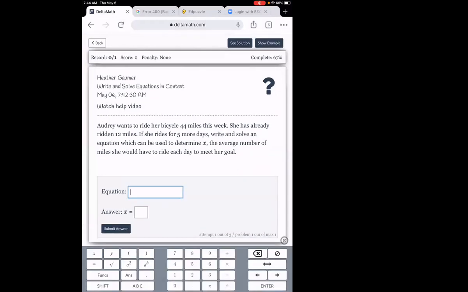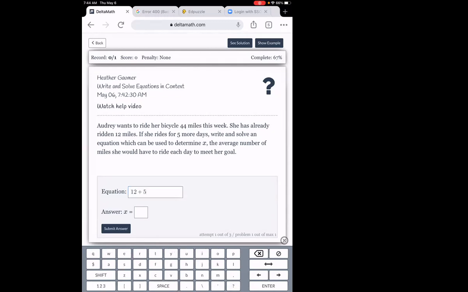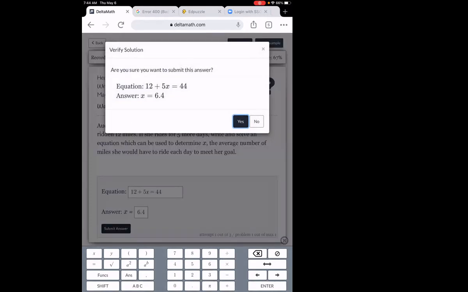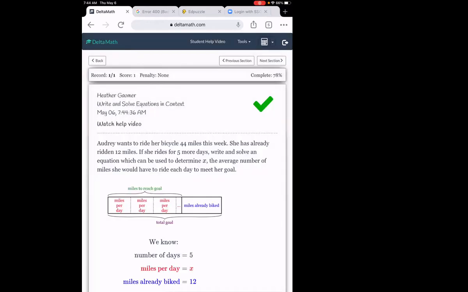All right, at this point, if you're starting to feel bored, like this is so easy, that is a really good thing, because it means that what we've been reading and doing with equations is starting to sink in. So if we want to rewrite that equation on there, it's 12 plus 5x is equal to 44. And we said the answer to this was, I believe, 6.4. Let's see if we're correct. And we got it right.